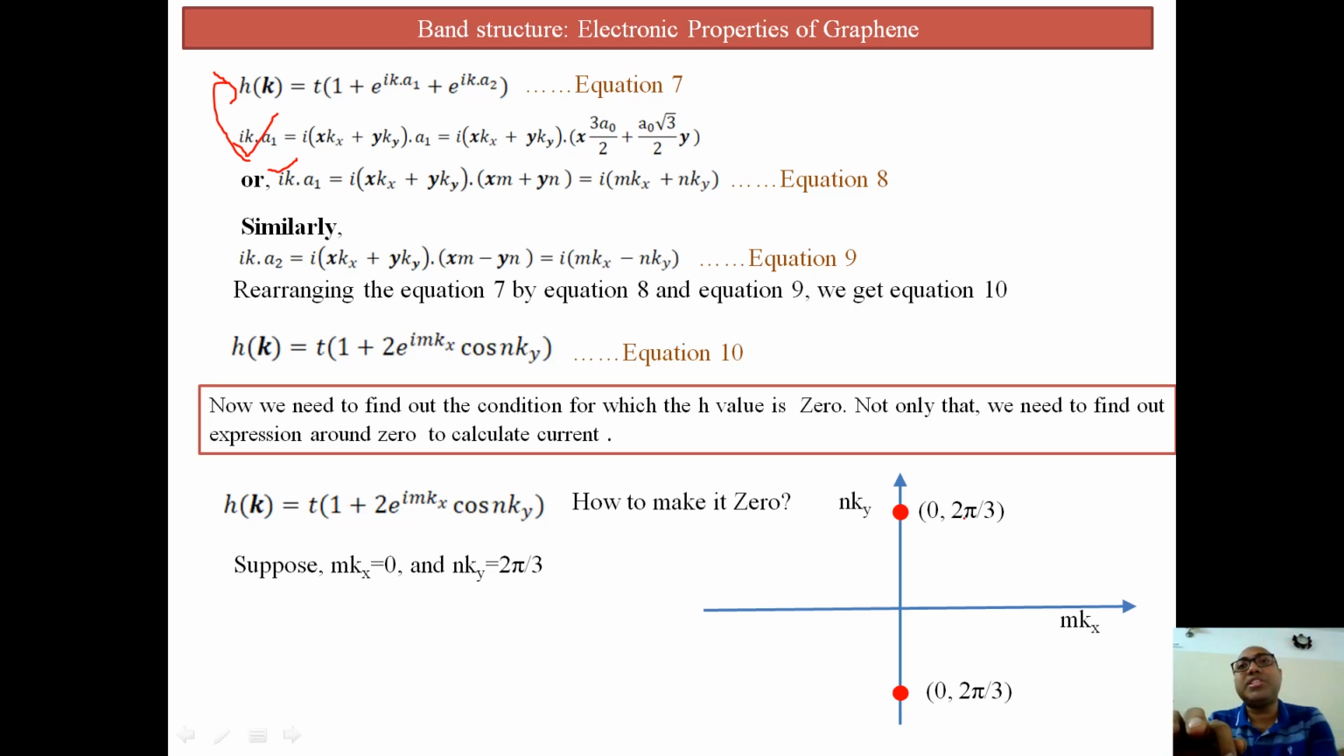So that's it, 0 and 2 pi by 3. Similarly, the other component you can find at 0, minus 2 pi by 3, but it's okay. Because I have not written minus, you can write minus since it is actually the negative y axis. I have written plus, but if you are okay, you can put minus, there is no issue. Okay, that's up to you.